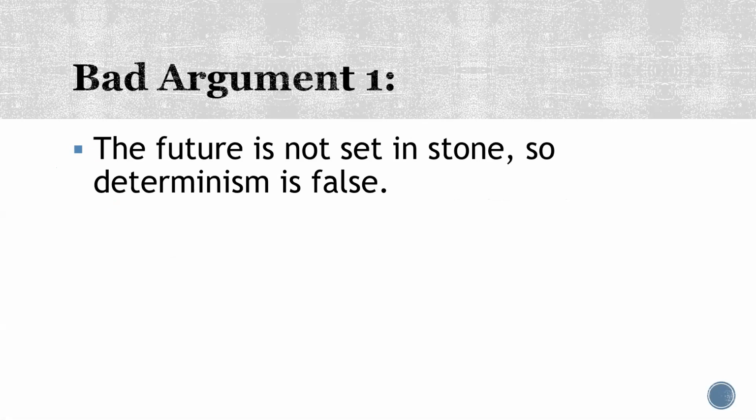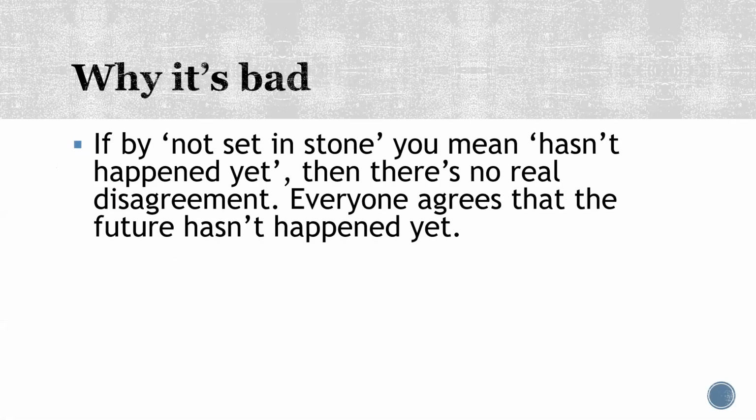Bad argument number one is this. Somebody says, well, look, the future is not set in stone, so determinism must be false. People say that a lot. But think about it for a second. Here's why this argument is bad. If by not set in stone you mean hasn't happened yet, then there's no real disagreement. Everybody agrees that the future hasn't happened yet.